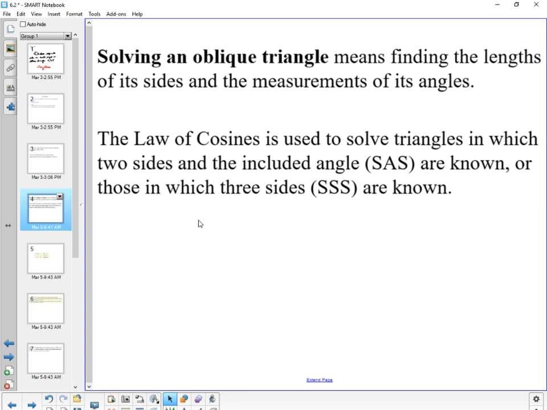Anybody need to write anything down from here? No. The law of cosines is going to be used mainly to solve triangles that give you SAS or SSS. So when you see those 2 scenarios, you should be thinking law of cosines.